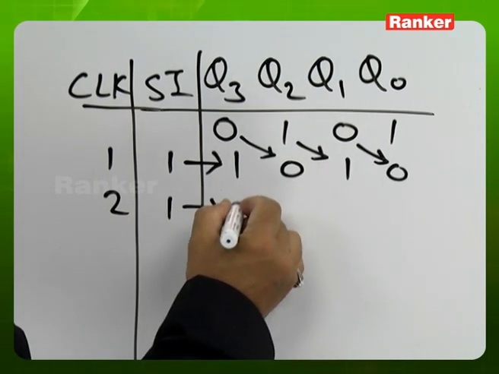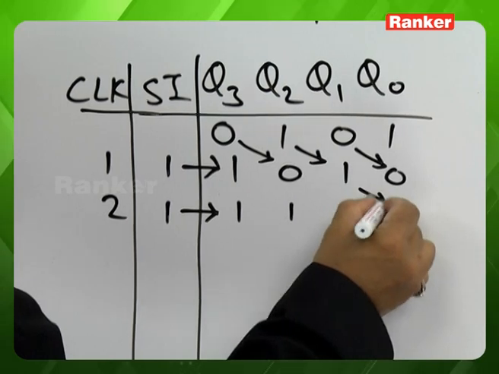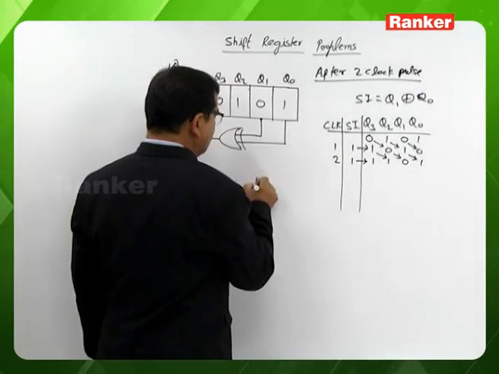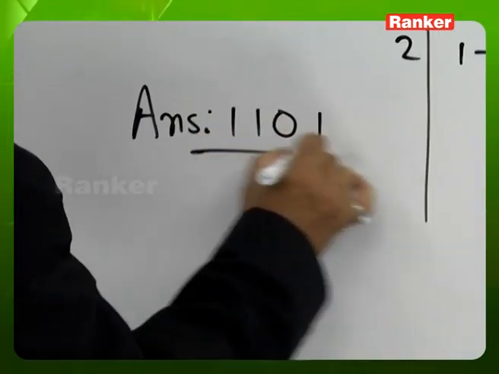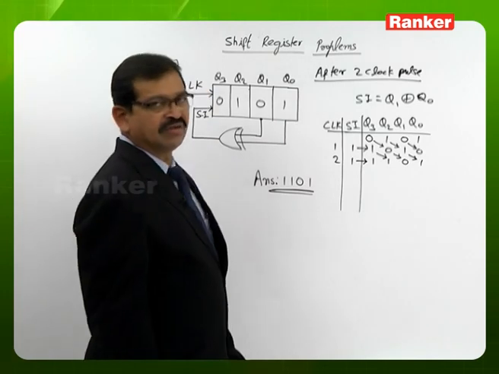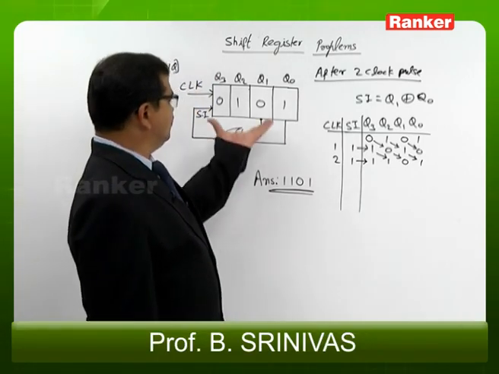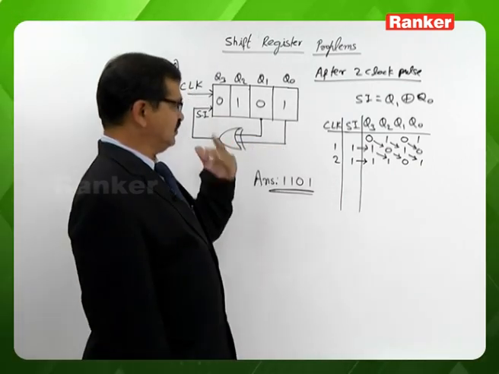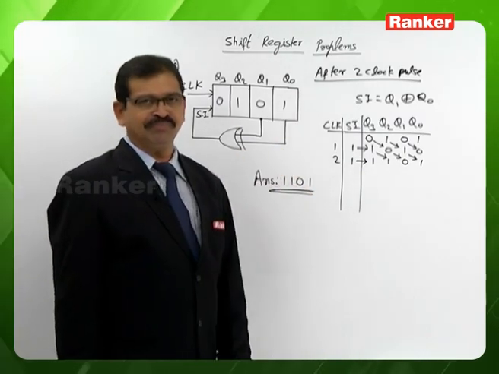So after the second clock pulse, we'll have the content in the register as 1101. Hence, the answer to this question is 1101. It is the content of the register after 2 clock pulses. It was a question a couple of times in the GATE exam and in the IES papers. Of course, not a very difficult question, very straightforward, simple question only.